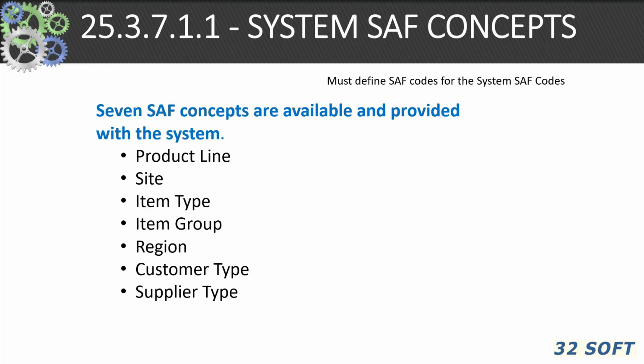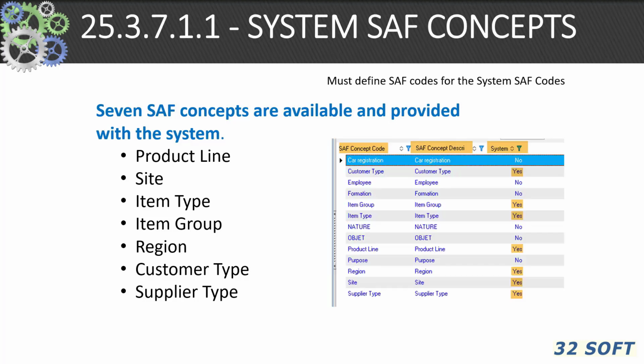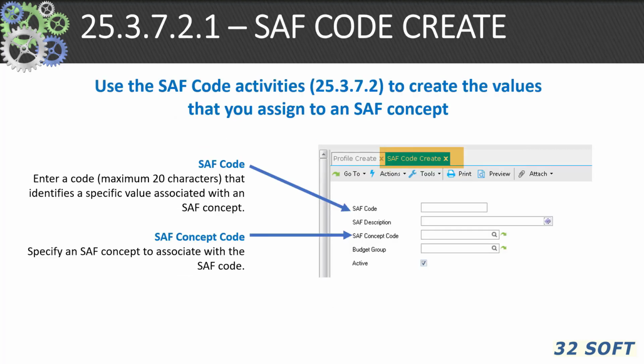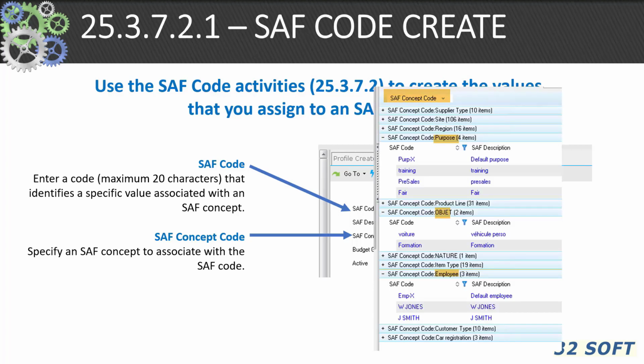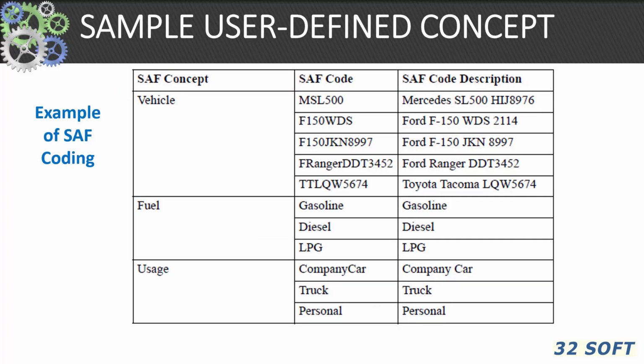There are 7 concepts that are provided with the system: product line, site, item type, item group, region, customer type, and supplier type. And you can also create your own. You then use the 25.3.7.2.1 to tie the individual SAF code to the SAF code concept, and then that gives you the capability of having a whole bunch of reporting capability with the supplementary analysis fields.